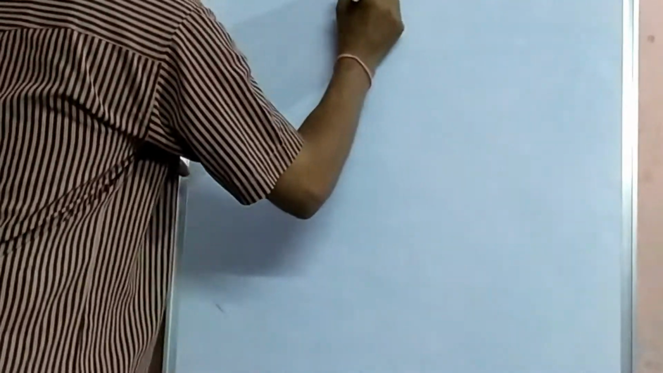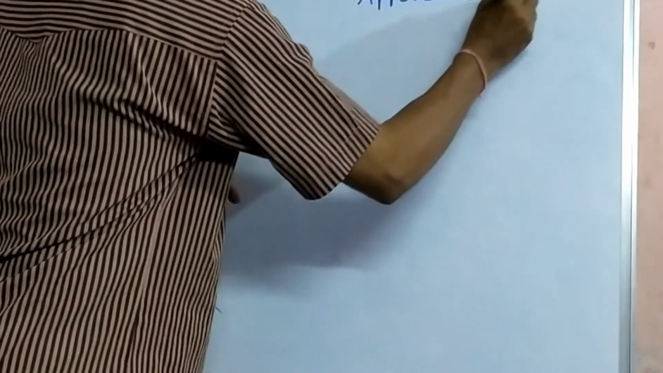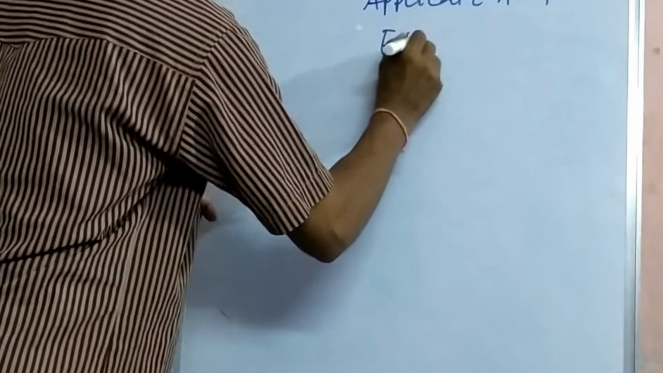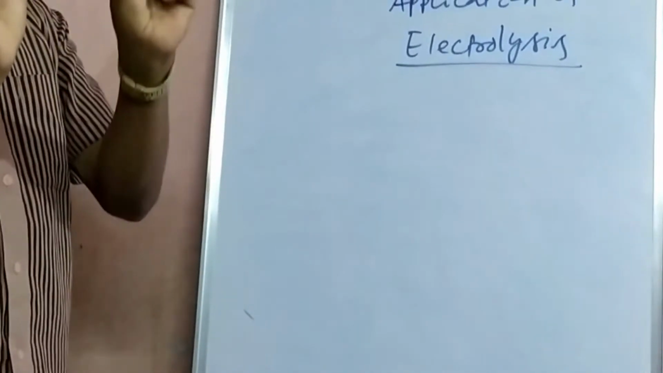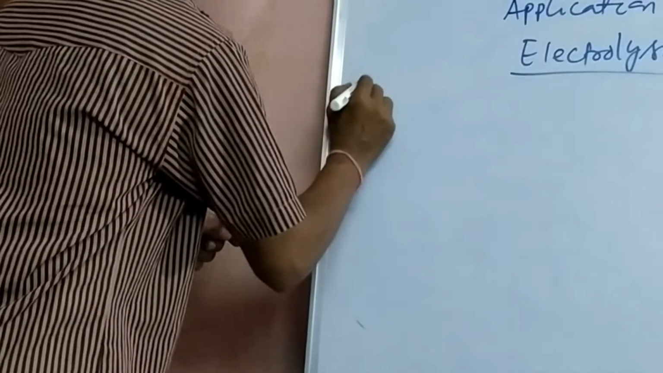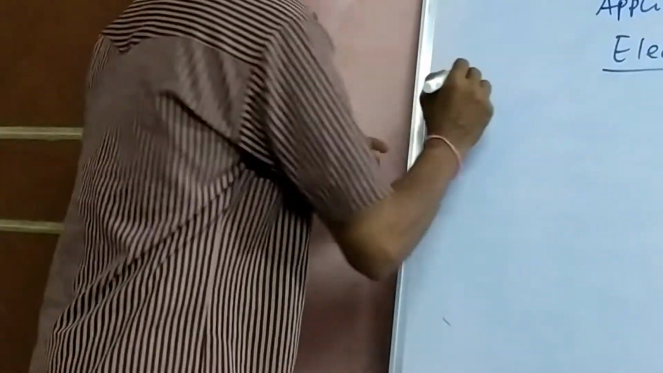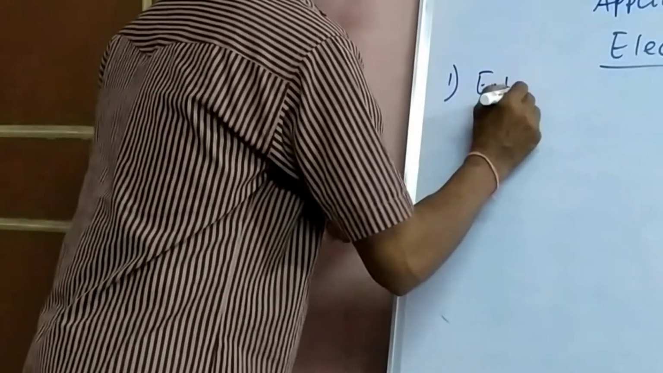So now come to the application part. Right? Come to application of electrolysis. Now I will give you 2 or 3 applications, that is, day-to-day life applications. The first one, let me tell you, is found in the metal industry, metallurgy. That is, extraction of a metal.